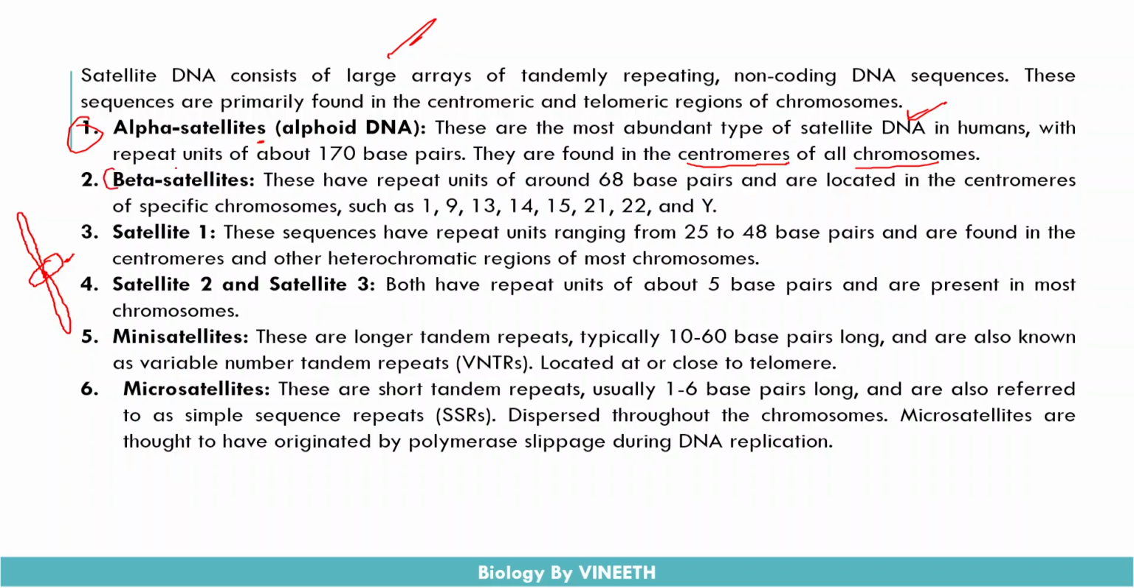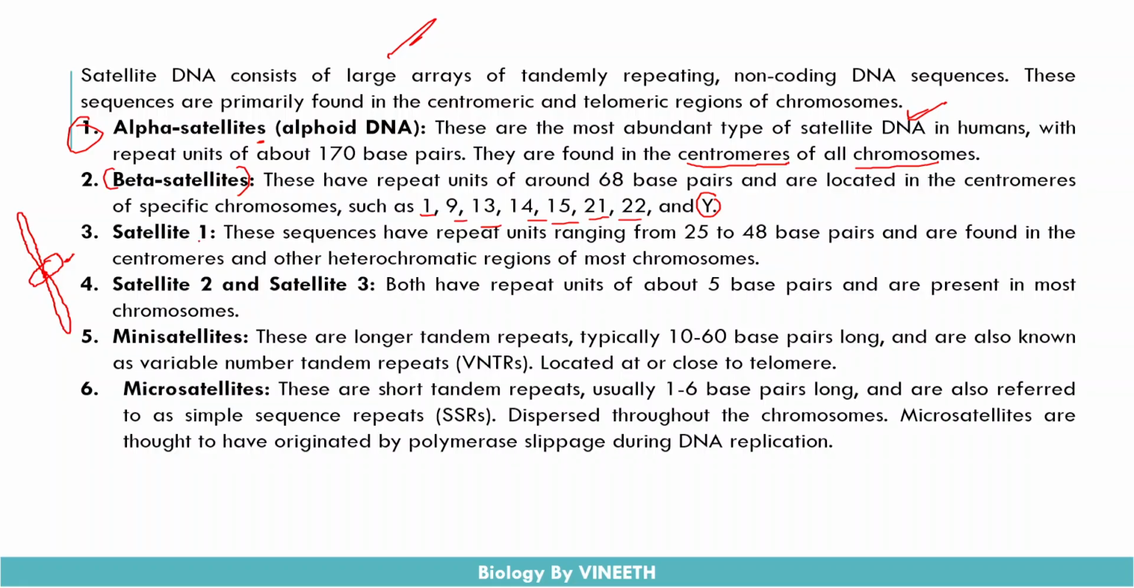Second, we have the beta satellites, which have repeating units of about 68 base pairs. These are also located at the centromeres of specific chromosomes such as 1, 9, 13, 14, 15, 21, 22 and the Y chromosome. So these chromosomes will have beta satellites at the centromere regions.